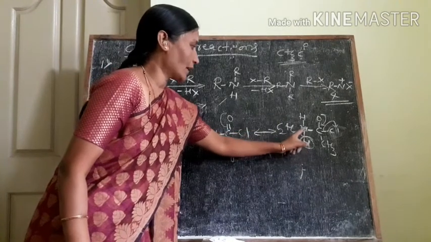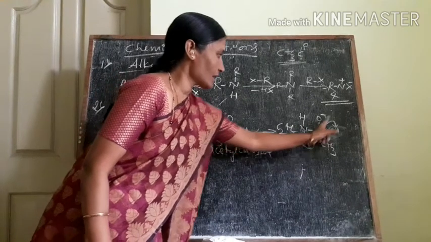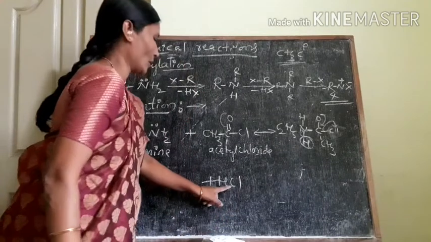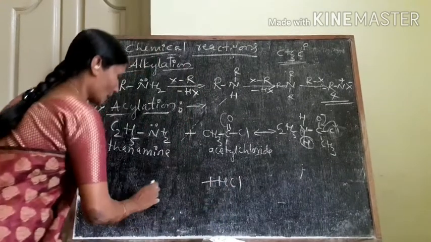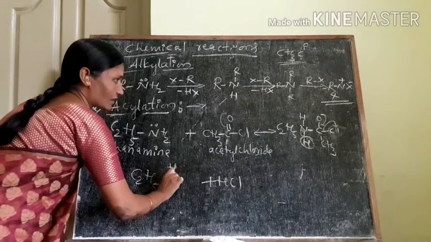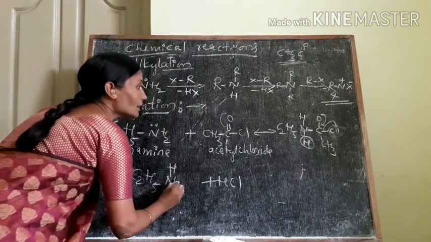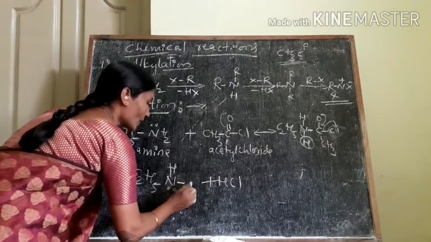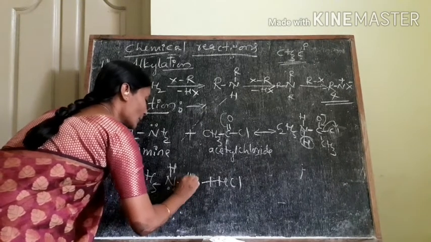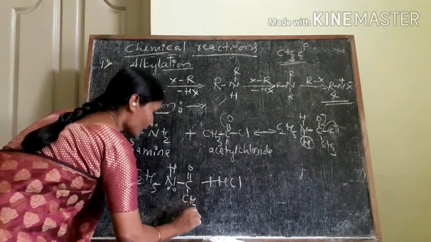C2H5NH. After the nitrogen takes these bonded electrons, H plus and Cl minus combine forming HCl. What remains? I will represent that, C2H5NH as it is, and these bonded electrons are on nitrogen. Now it becomes C with a double bond, and next it is CH3.